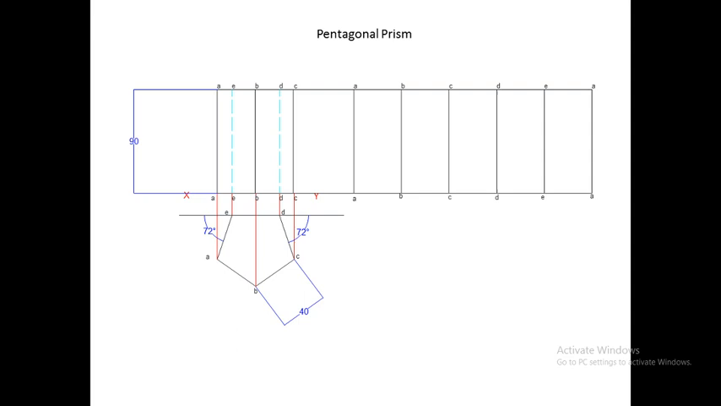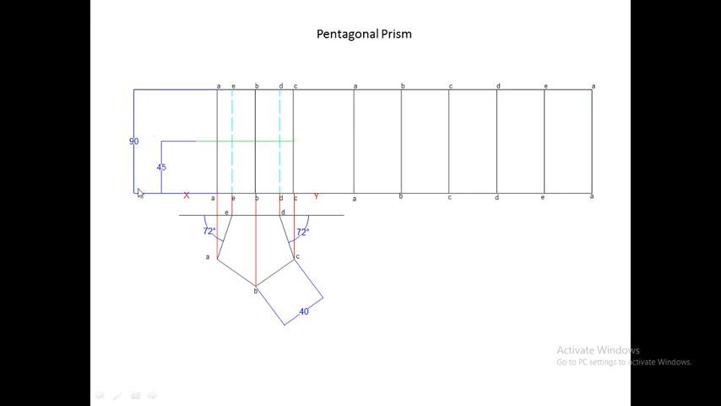But in the question it is given that the prism is cut by a section plane. Now the section plane is inclined at 30 degree and bisecting the axis of the prism. So this vertical edge is coinciding with the axis of the prism. So we have to draw the section plane from a point at the center of this. We will mark the point.